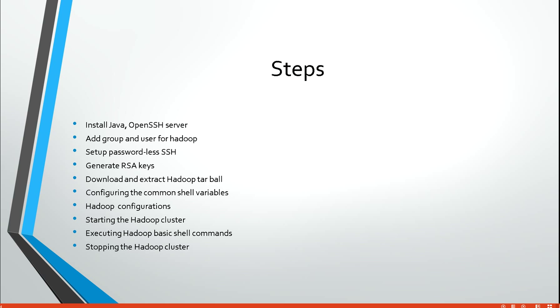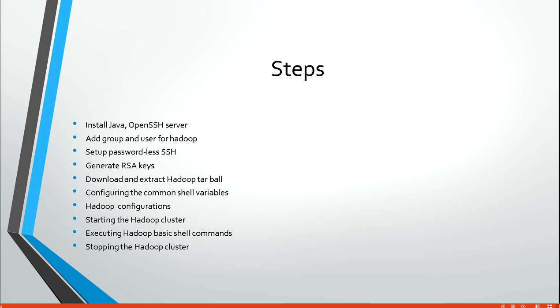In step 5 we are going to download and extract the Hadoop Tarball, the same version which we have looked at in the previous slide, 1.2.1. And step 6 we are going to configure the most common shell variables in the bashrc. In step 8 we are going to configure Hadoop. We are going to modify a few of the configuration files, and we are going to go with minimal configuration.